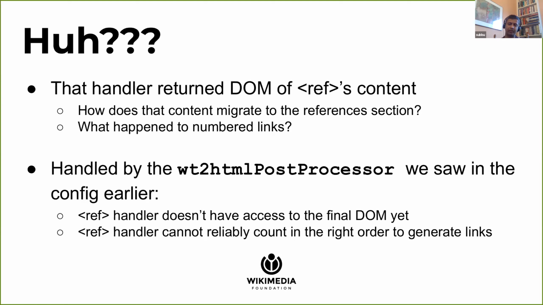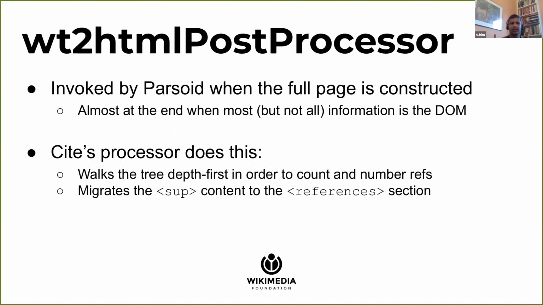ref extension relies on this post processor to do these two things. This is because, number one, the ref handler does not have access to the final DOM. All it knows is the content embedded within the extension. And secondly, as I said very early on, the ref handler really cannot count in the right order to generate links. So the work for doing both of these is left to the post processor. And this post processor is invoked by Parsoid when the full page is constructed, almost at the very end, when pretty much all the information is there on the DOM.